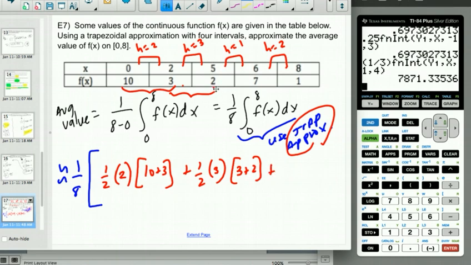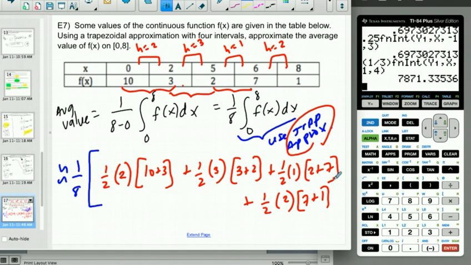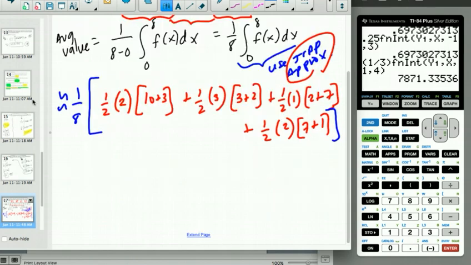Plus the next trapezoid would be from x is 5 to x is 6, so 1/2 the height times the sum of the bases. I'm kind of out of room, but we'll make it happen. And then the last one is 1/2, the height is a 2, times the sum of the bases, which was 7 plus 1. Notice that I started writing approximately as soon as I was doing an estimate. These were all equal signs, but when I started to approximate, now I have the approximately symbol. So I have a 1/8 in front.